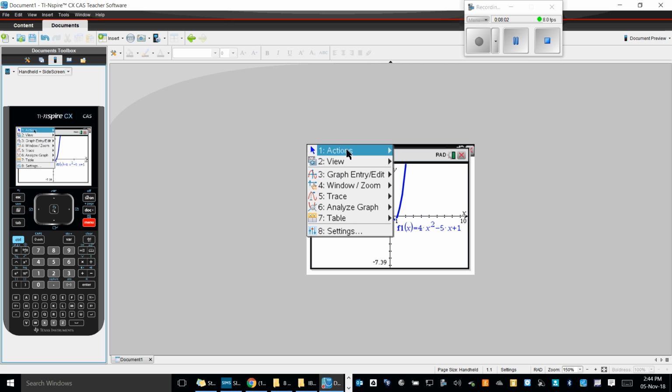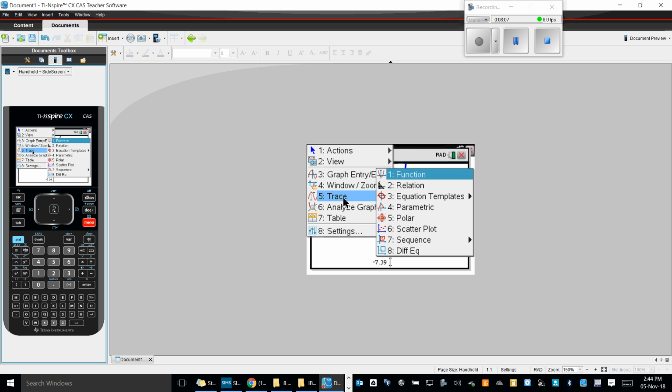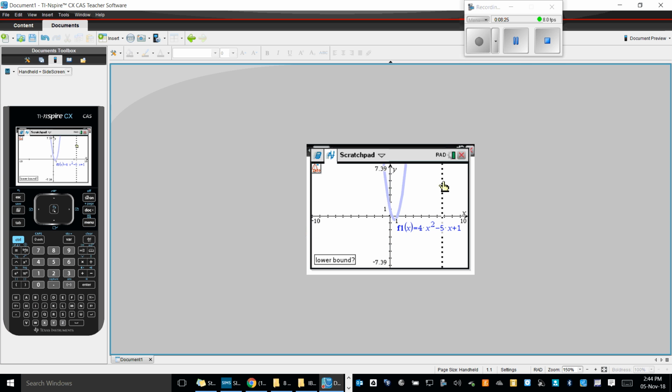Okay, then you press menu, and in analyze graph. Apologies, analyze graph. Okay, you can see there it says 0. Now you get this little line thing happening. Now you can see hopefully that this point here and this point here are the 2 times that it's 0. Yes?